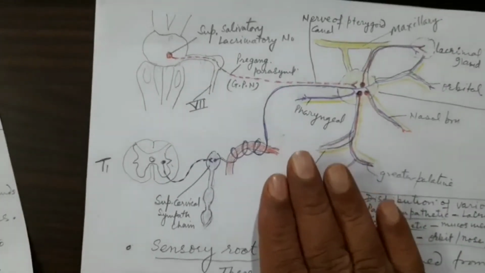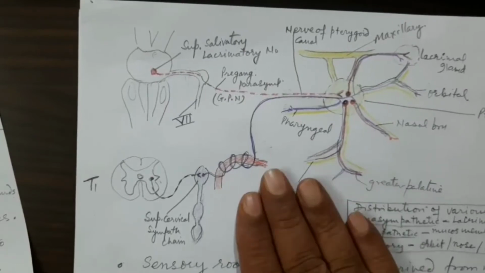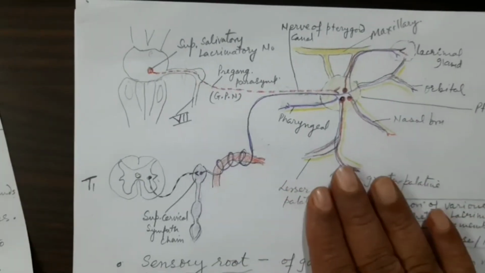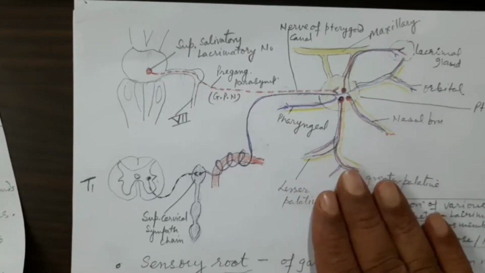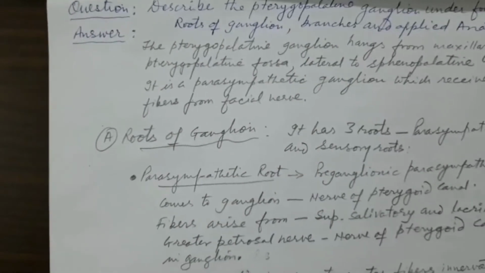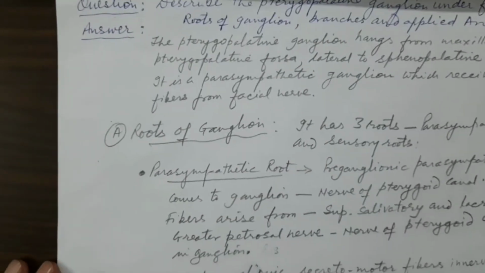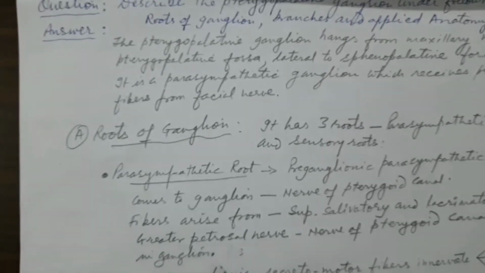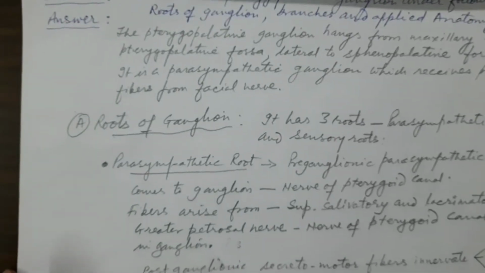So this is the plan with the color codes of the three different parts, the roots of the ganglion. We were saying that there are three roots: parasympathetic, sympathetic and sensory. Now let us come first to the parasympathetic root.